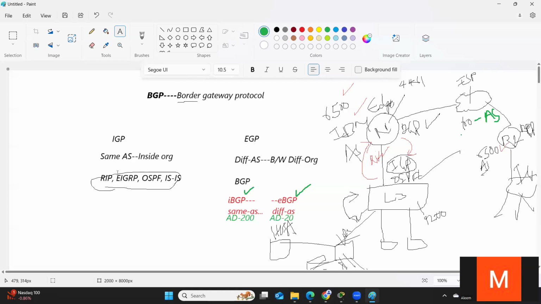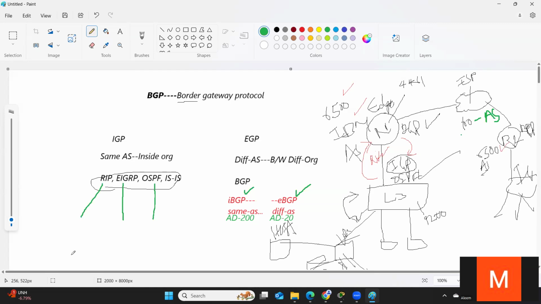But here, we have these link state routing protocols. OSPF is a link state routing protocol, and this one is a hybrid routing protocol. And this one is the distance vector routing protocol. This one is a distance vector. This one is a hybrid or advanced distance vector. This one is a link state routing protocol. This one is also a link state routing protocol.